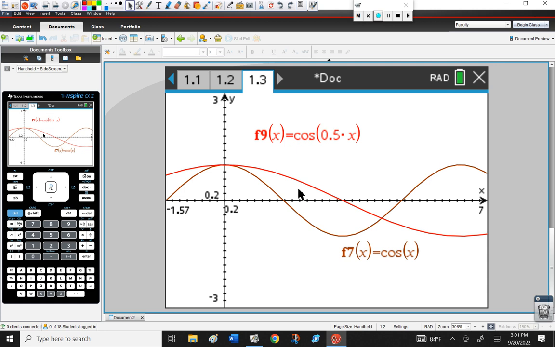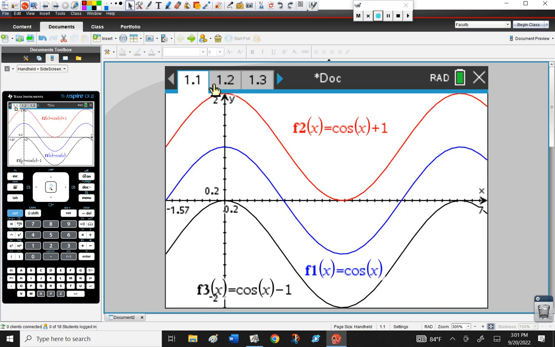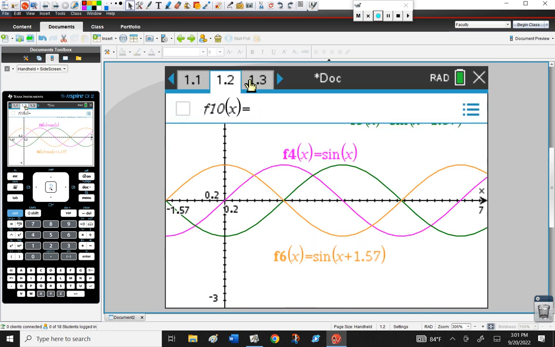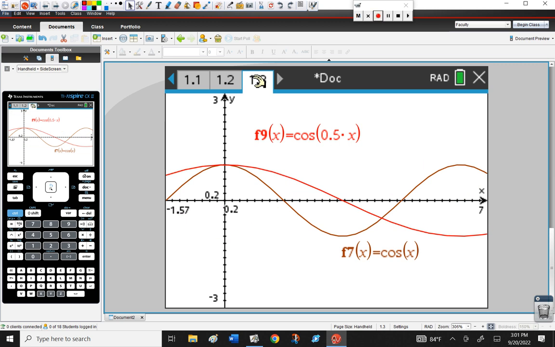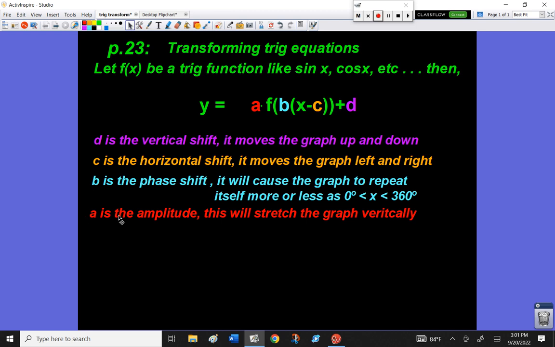All right. So now, ladies and gentlemen, we've looked at vertical shifts, horizontal shifts. We've changed the phase, or the amount of times it repeats itself. The next one, ladies and gentlemen, is this thing called amplitude. This is a stretch of the graph vertically.